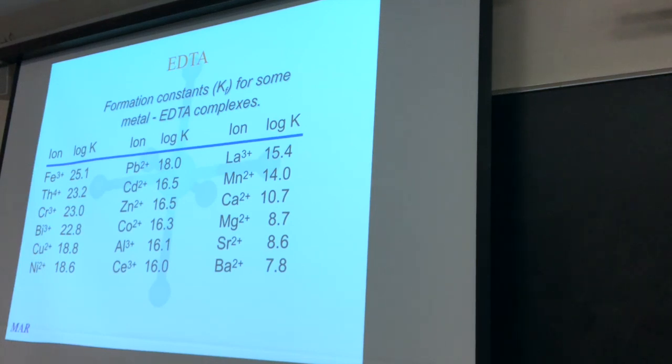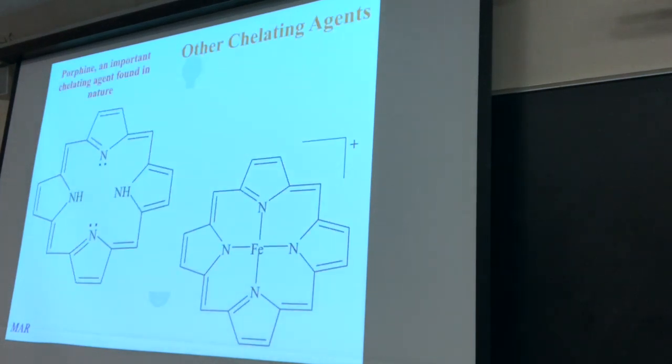And I put it up here not to have something to know, but notice how all of these metals have very, very product-favored equilibrium constants. So if EDTA sees cadmium, it's all over it, right? It's going to totally surround it and pull it out. So again, if you have a metal in your system, this is where EDTA can be really, really handy.